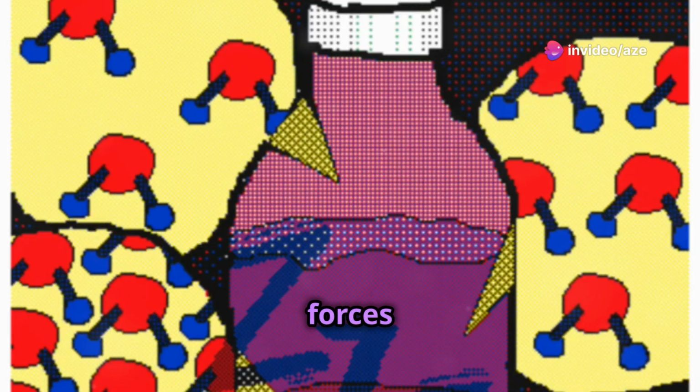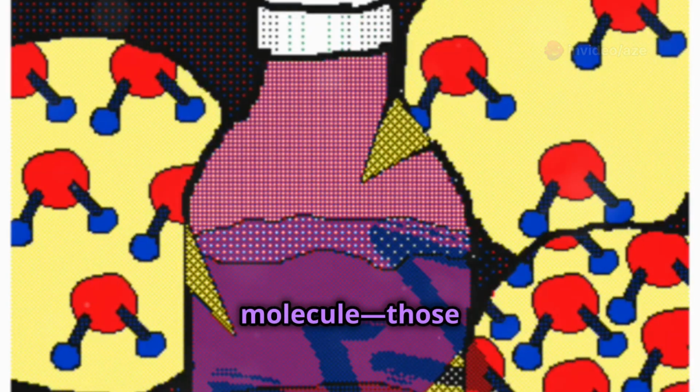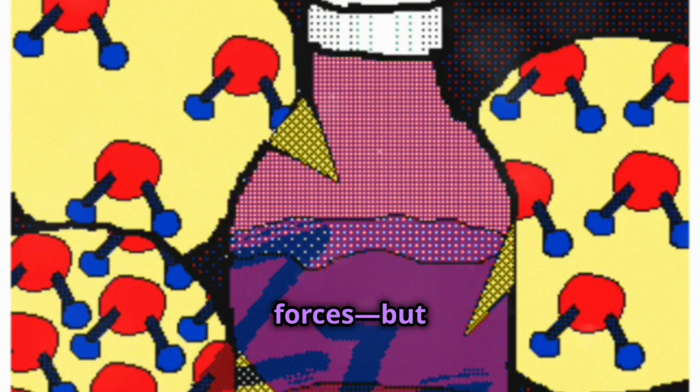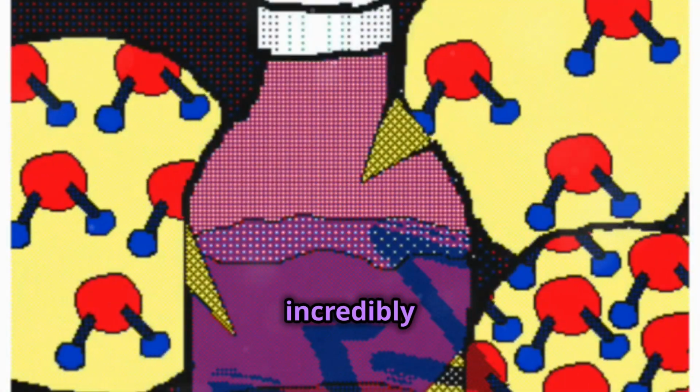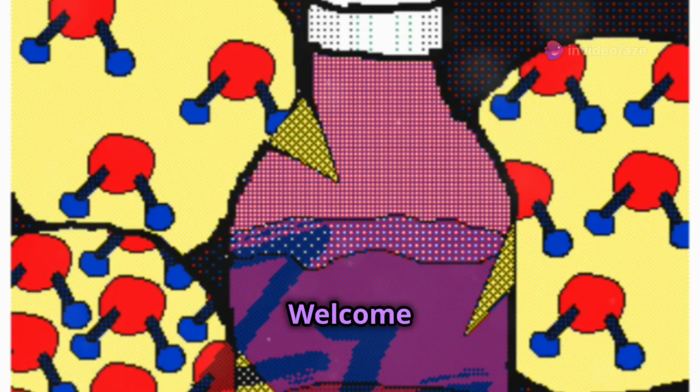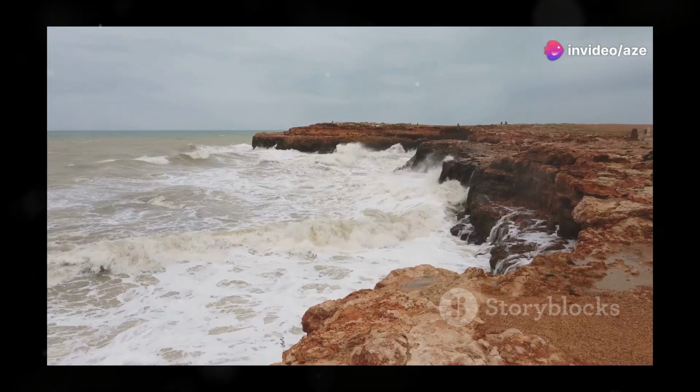They are weaker than the forces that hold atoms together within a molecule. Those are called intramolecular forces, but they are still incredibly important. Welcome, science fans, to a venture into the world of intermolecular forces.